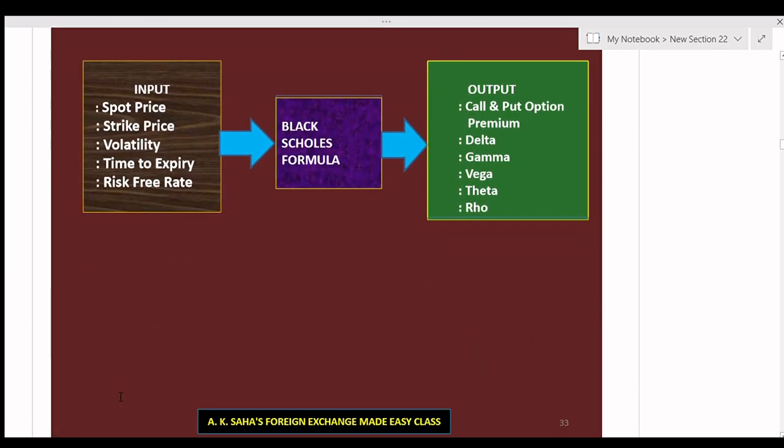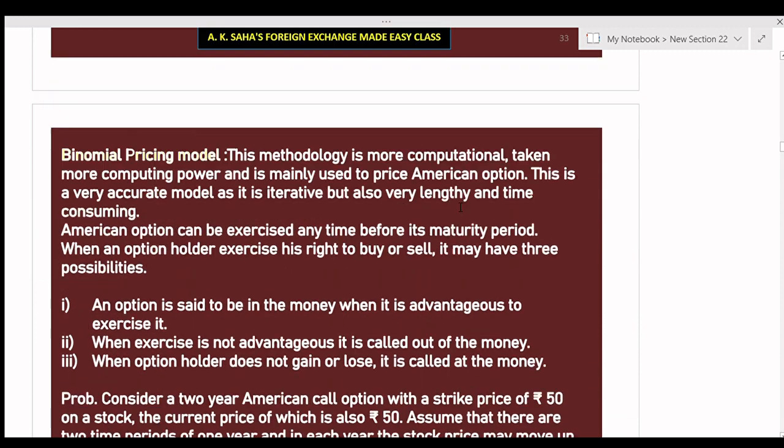Now from the Black-Scholes formula, the input is, you see here, spot price, strike price, volatility, time to expiry, and risk-free rate. And output is call and put option premium, delta, gamma, vega, theta, rho. This will come later. I already solved the call and put option premium.